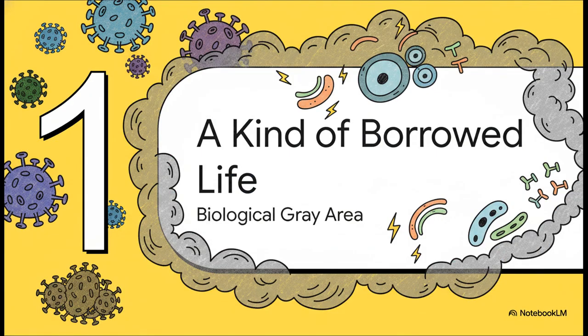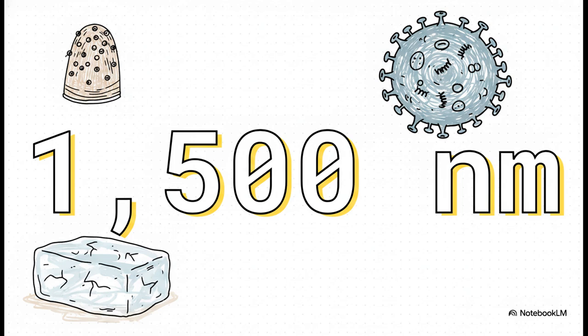Section 1. A kind of borrowed life. We're looking at the biological gray area between life and chemicals. To really wrap our heads around this gray area, we've got to remember viruses are obligate intracellular parasites. Basically, outside a host, they are metabolically completely inert. And the scale we are dealing with here is wild.